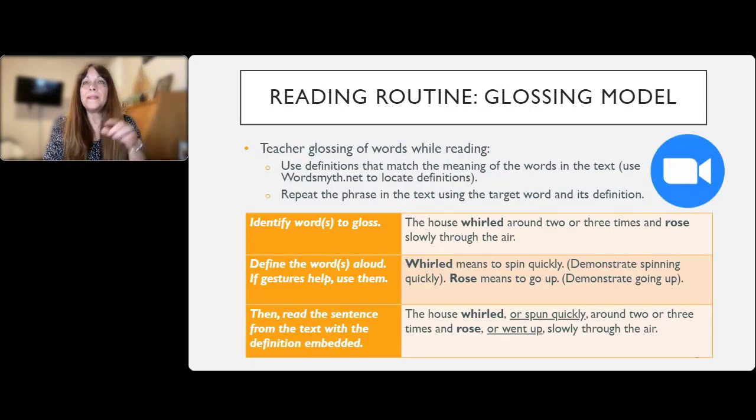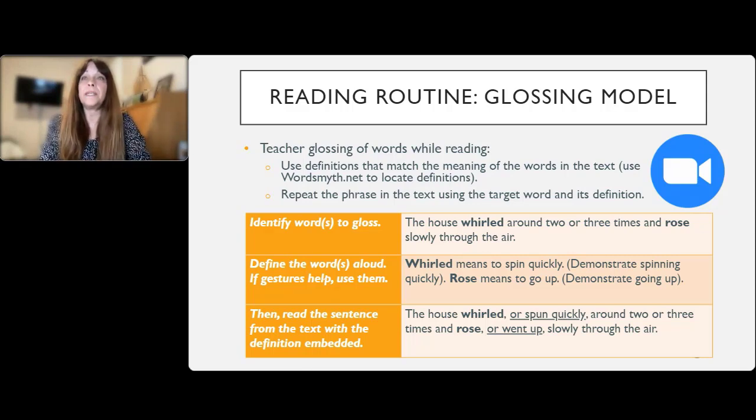Now, you can see by this slide, there are models for glossing while reading. The teacher has figured out which words the students need to have glossed, and then they have looked up the definitions that match the word meanings in the text prior to the lesson. If the target words can be easily gestured, then by all means, please use gestures. Please use your hands. Please use anything that is really going to help the student understand the text and understand the word at this word level.